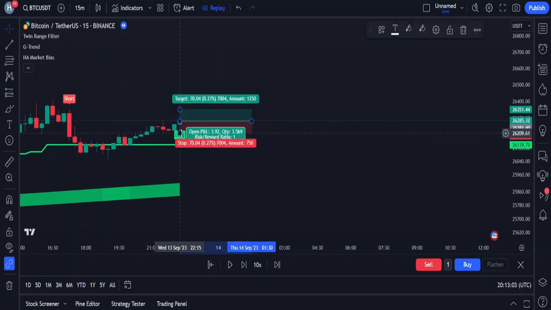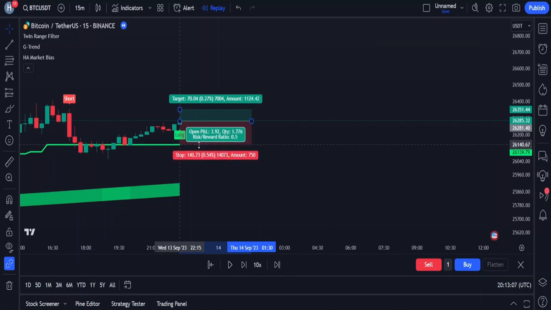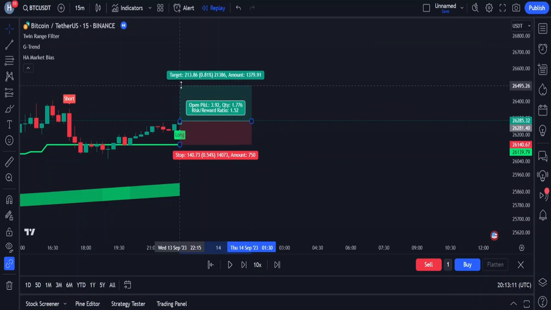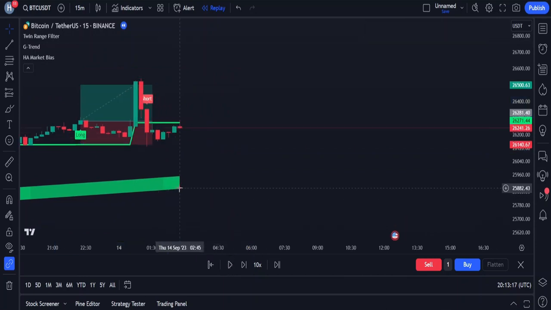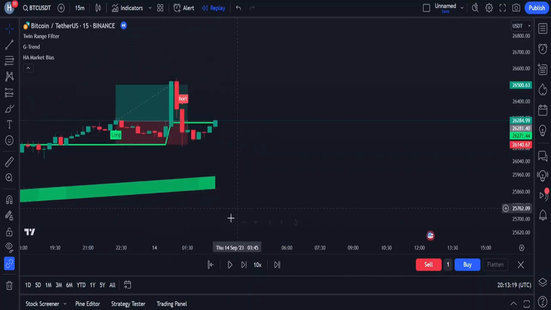So I will open a buy position at this candle, and we will adjust the stop loss at the G-Trend indicator line, which will be right here. Then for this strategy, we will use a risk to reward ratio of 1.5. Now let's see if the price will hit our target or not. And as you can see, this was a profitable buy trade.